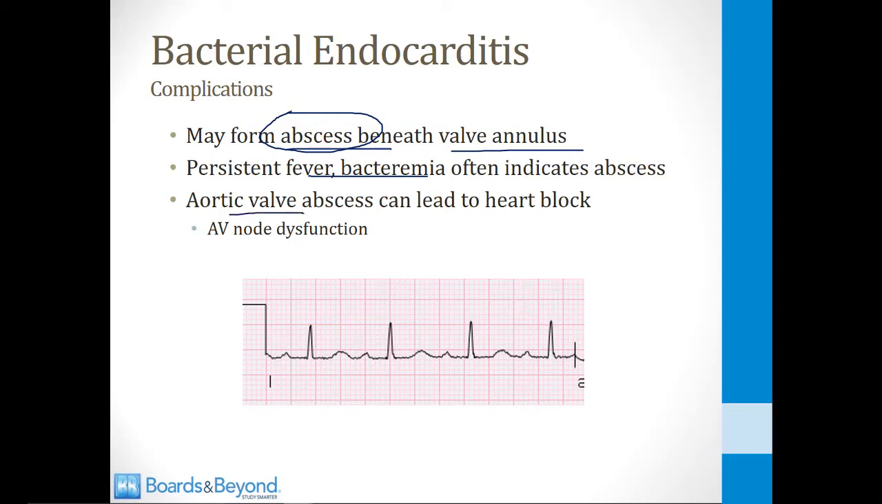The aortic valve lies very close to the AV node, so an abscess under the aortic valve can lead to AV node dysfunction, and this can lead to heart block. So new onset heart block in a patient with aortic valve endocarditis is highly suspicious for an abscess in the aortic valve. Shown on the screen is an ECG of a patient with a prolonged PR interval. That is evidence of first-degree AV block. And if a patient has a normal PR interval at presentation and then after a few days of treatment for endocarditis develops a new first-degree AV block, that's highly concerning for an aortic valve abscess.